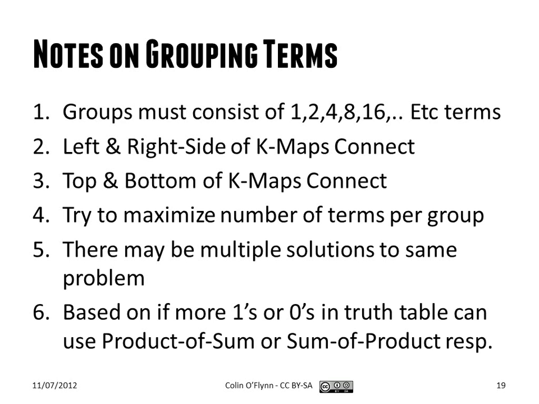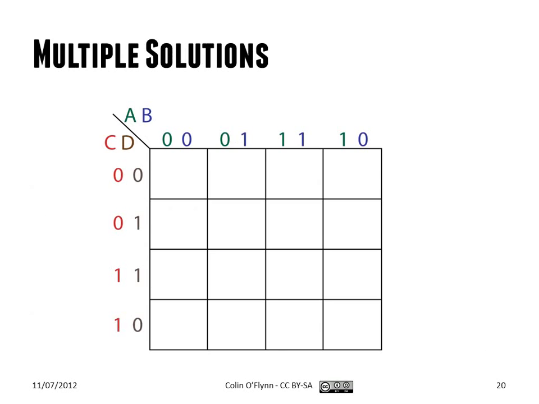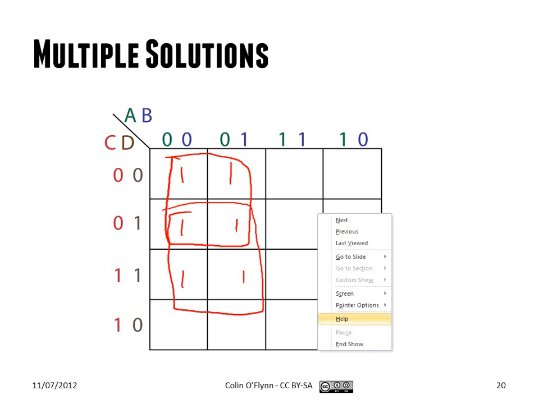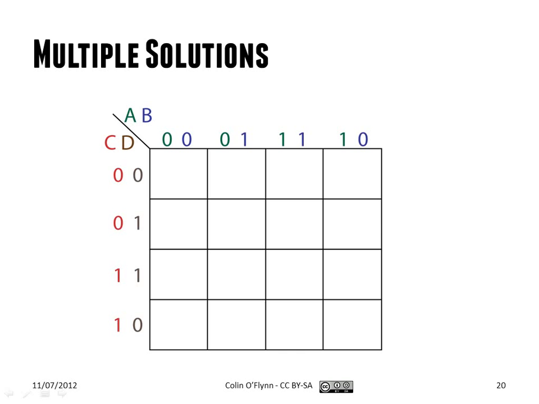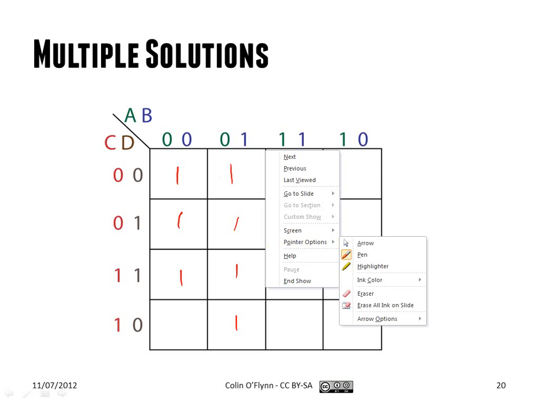So you need the groups of 1, 2, 4, 8, 16, and you always want to maximize how many terms you get within one group. Again, remember the top and bottom connects. And there may be multiple solutions to the exact same problem. So for example, say I had a map like this. That group there, I can't put 6 in a group, but I could either put four here, four there, or four there, or you could put four potentially in two. Again, you want to maximize it. Say I had something. Let me erase that.